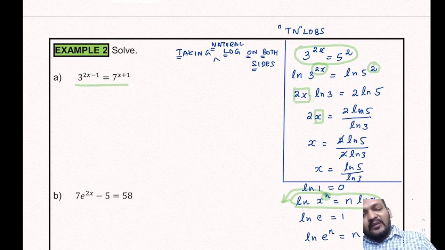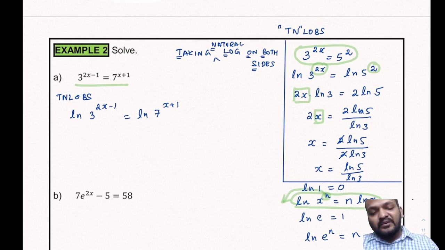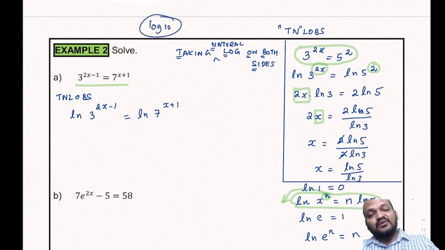So what I'm going to do is take the very first step as taking natural logarithms on both sides. If I do that, then this is going to be ln of 3 to the 2x minus 1 equals ln of 7 to the x plus 1. And by the way, you don't have to take the natural logarithms. You can take the usual logarithm of base 10, but we tend to prefer the natural logarithms for various reasons. I personally prefer the natural logarithm, but if you would like to go with the regular logarithm, log base 10, that's perfectly all right as well.